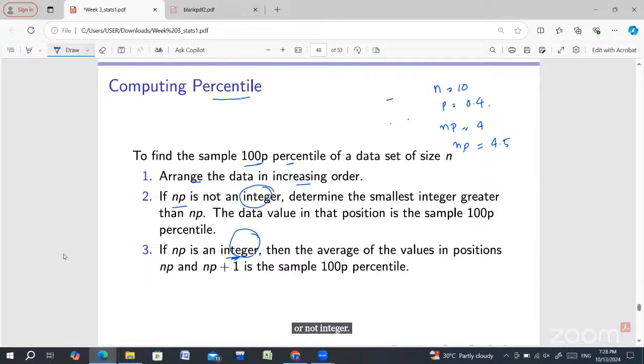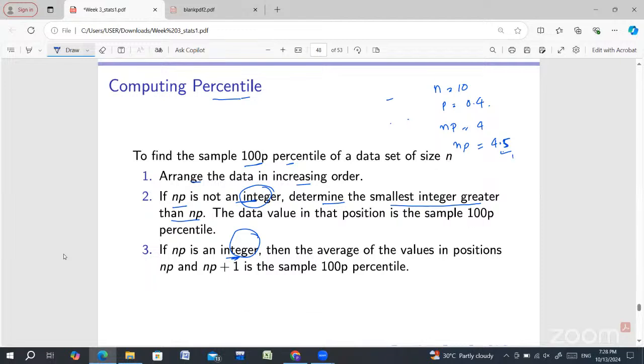If it is not an integer, for example 4.5, then what do we have to do? We have to determine the smallest integer which is just greater than the value of np. So suppose the value of np is 4.5, then the smallest integer which is greater than 4.5, what will it be?